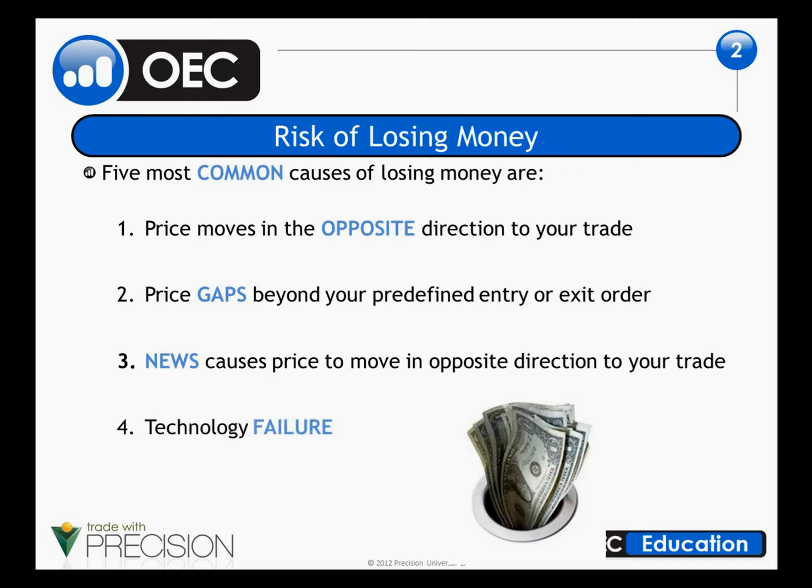Or you could suffer a technology failure which minimizes your ability to respond quickly. And that's why it's a good idea to have your entry, stop, and targets combined into a single order. Your broker's servers will then manage that trade even though you may be disconnected from the internet.